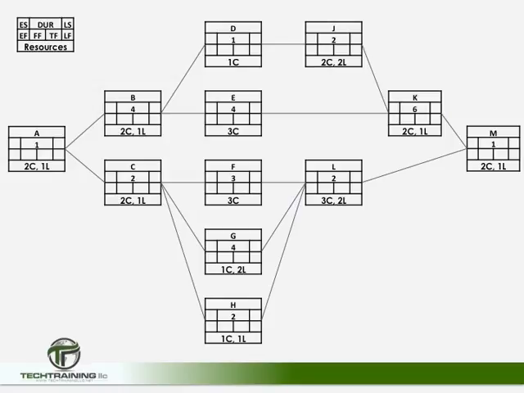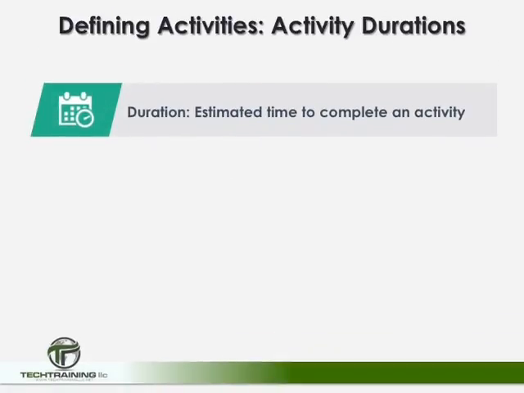So the key to a network schedule is not only the logical sequence of the activities, but assigning the appropriate durations. So let's take a moment and talk about how durations can be determined. Now, as we just said, determining the appropriate duration for each activity is probably one of the most important parts of creating the network schedule.